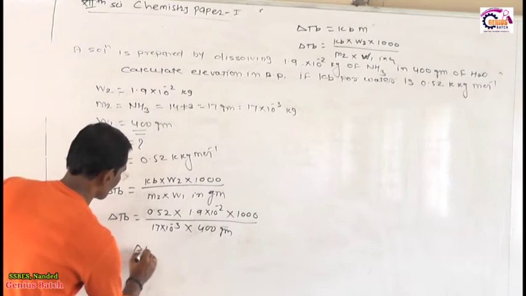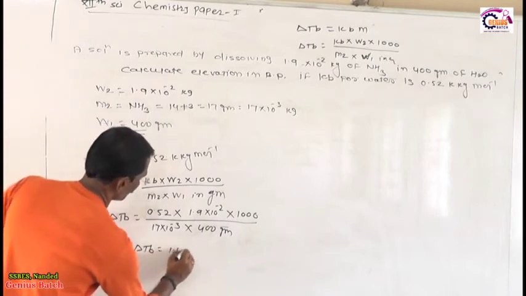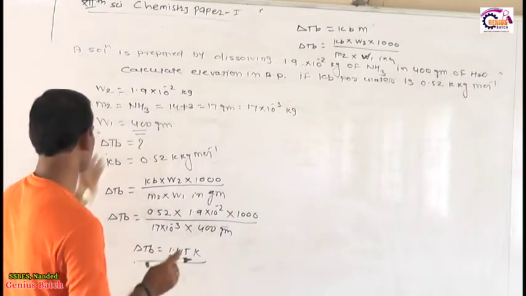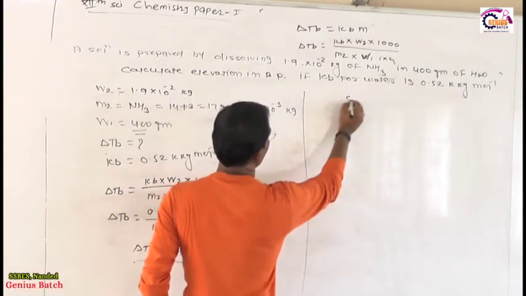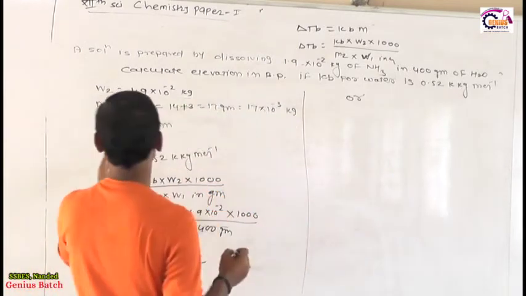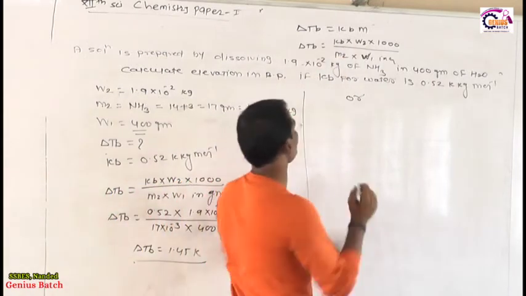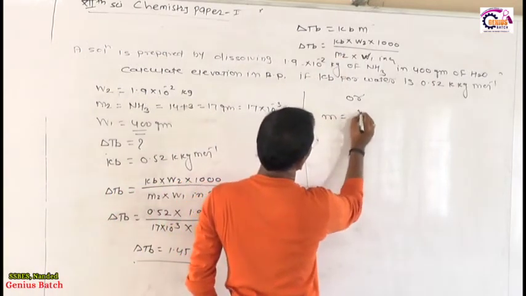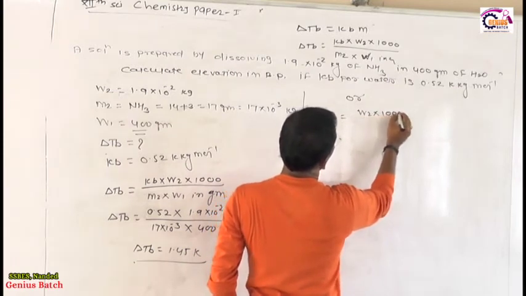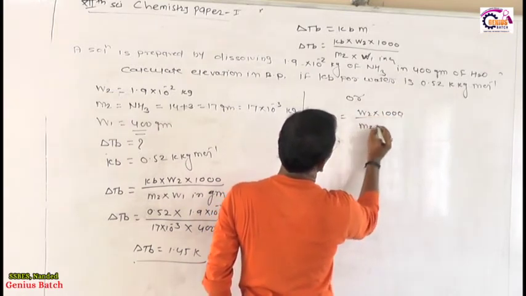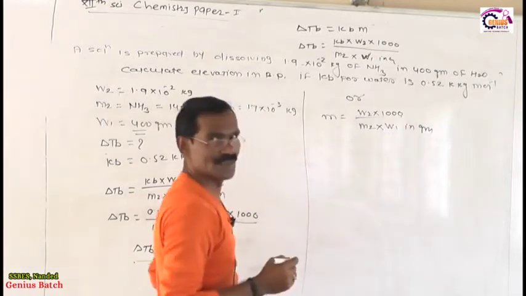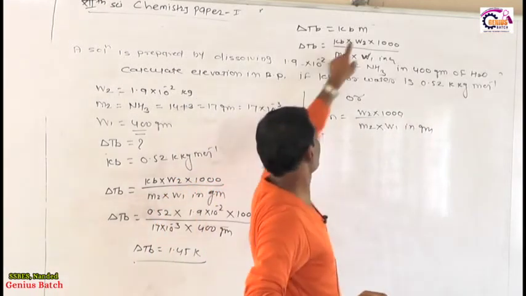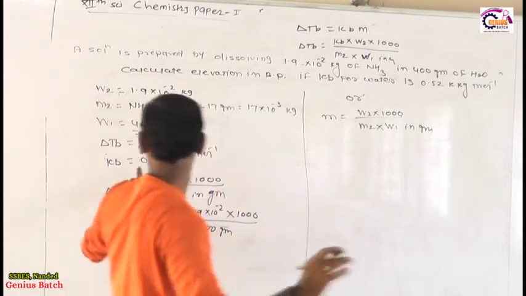Therefore the value of delta Tb is equal to 1.45 Kelvin. So this is the very simple way. Or I will give you another way to calculate this problem. You first calculate molality. The formula of molality is m equal to W2 into 1000 divided by M2 into W1. Once you calculate the molality, then put its value, because Kb is given to you.